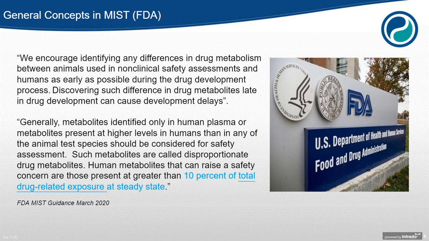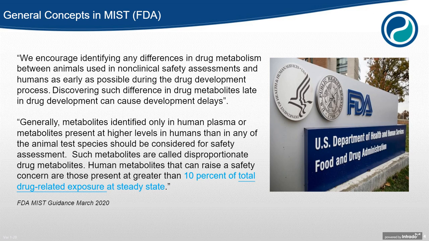Some of the background to that, I think the FDA had experience with a couple of instances where human metabolites were first examined in the human mass balance study in phase 2, and there were some concerns there that resulted in development delays for that clinical program. So they're recommending that we do this type of assessment earlier in the clinical phase to ensure that there are no clinical development delays.